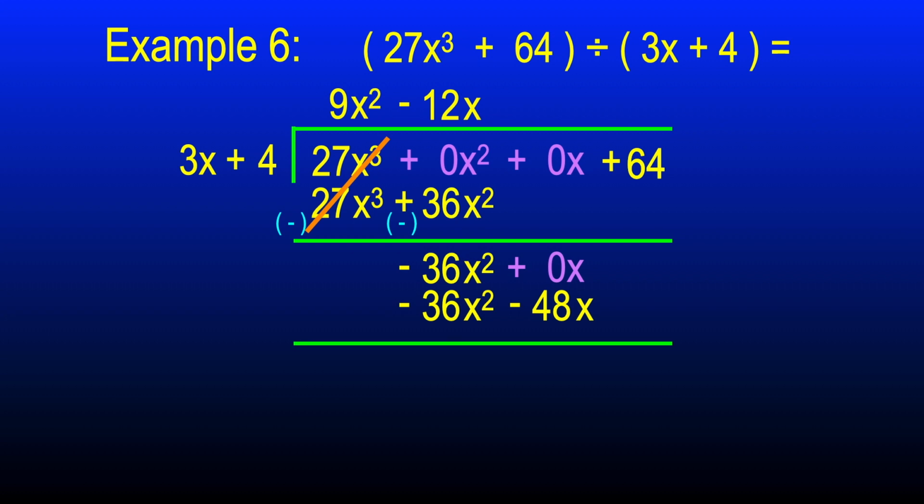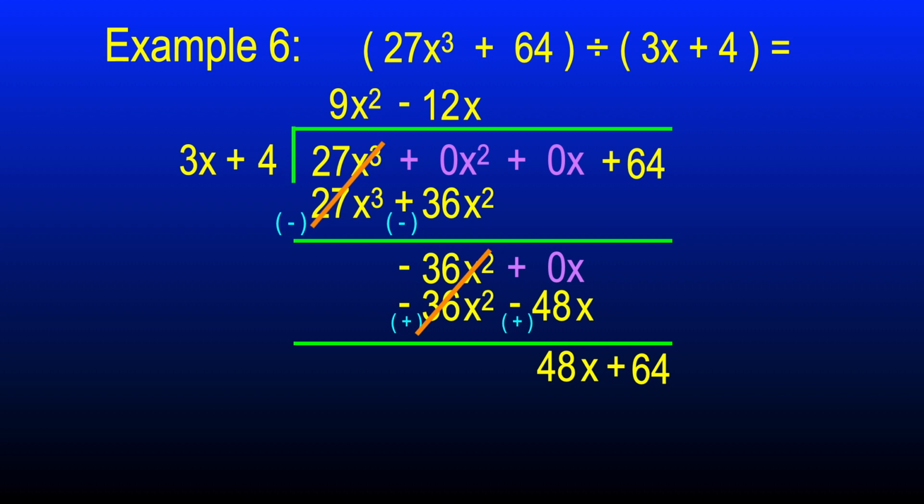Subtract. Change the sign. Negative 36 plus 36 is 0. So, cancel na lang natin. Tapos, 0 plus 48 is 48x. And then, bring down si positive 64. Ayan. Bringing down na natin.